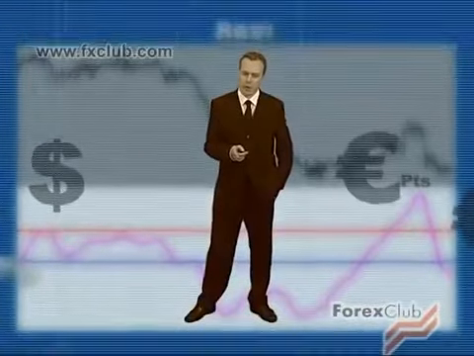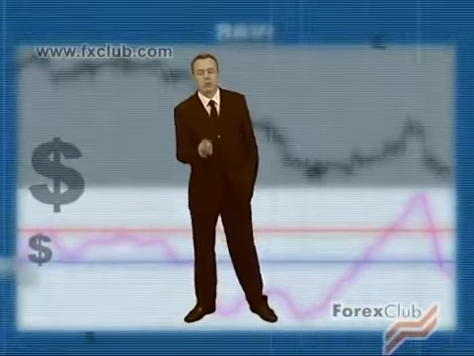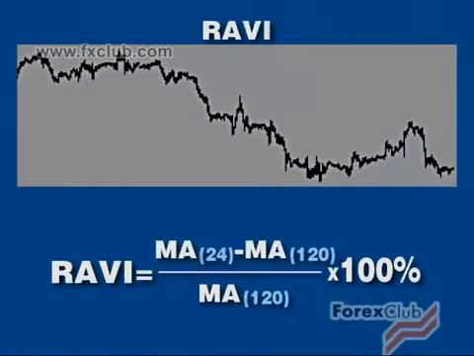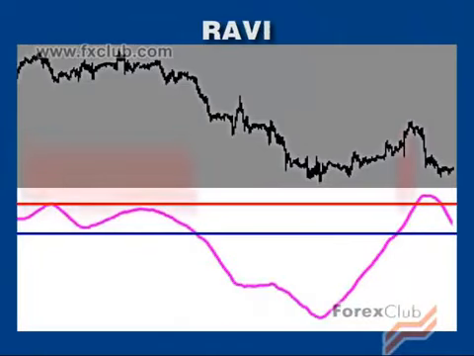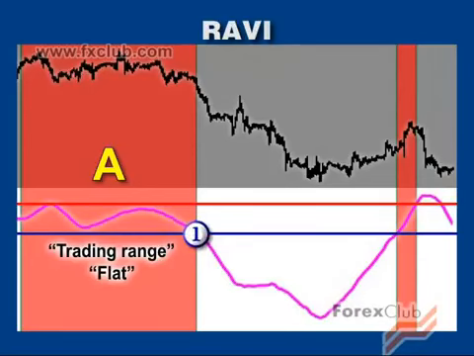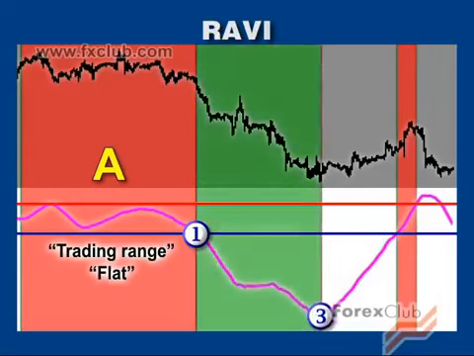So what do you think happens if you change the time parameters of Ravi a little? Let's try time periods of 24 and 120 for the same chart. That's 1 day 24 and 1 week 120. Nothing has changed in Zone A. It's a trading range, a flat. We get the sell signal at the same point 1, but we get a signal to exit much later at 0.3. A profit of 290 points.